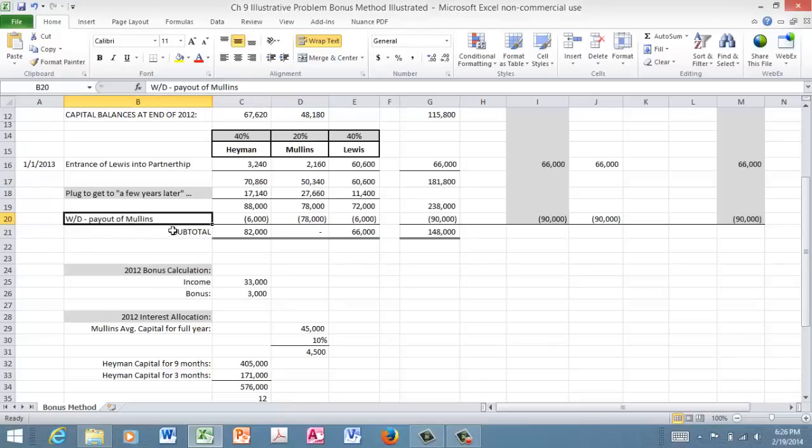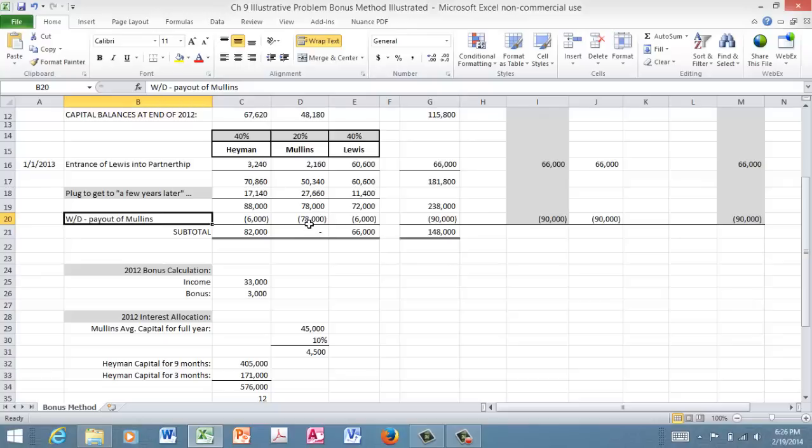Well, it's a withdrawal and a payout by Mullins. And you're going to remember the book talks about when you have a withdrawal of a partner, you basically have a dissolution of the partnership. The operations go on, but legally the old partnership is dissolved and a new partnership forms, and so then we'll have a new partnership agreement.